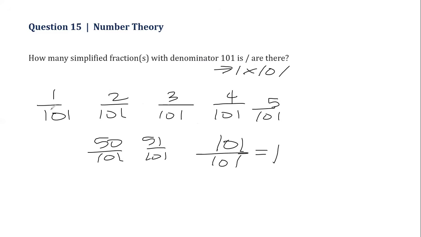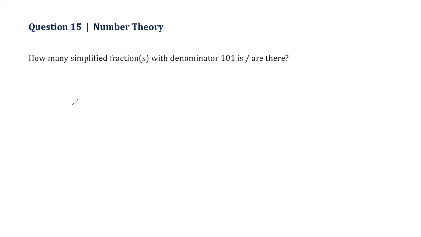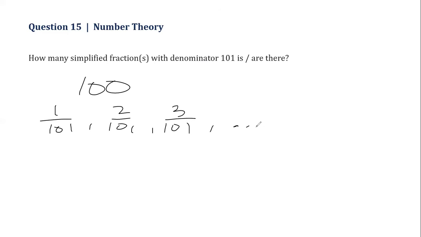So as long as the number is less than 101, it should be a simplified fraction. So this means that there are 100 of them, 3 over 101 until 100 over 101. So all of these are simplified fractions. So therefore we have 100 of them. Any questions?